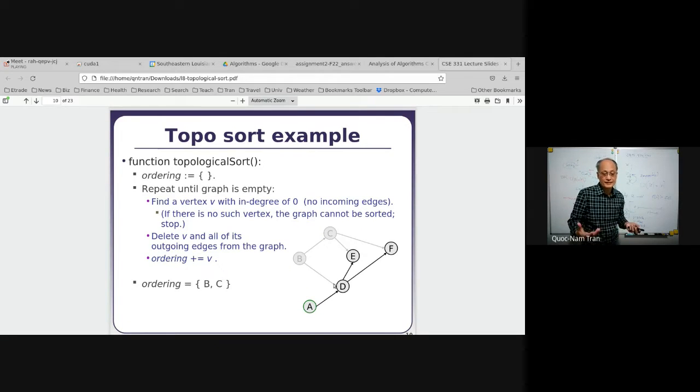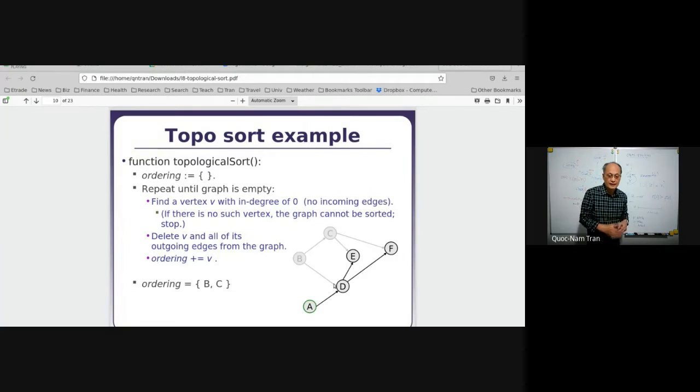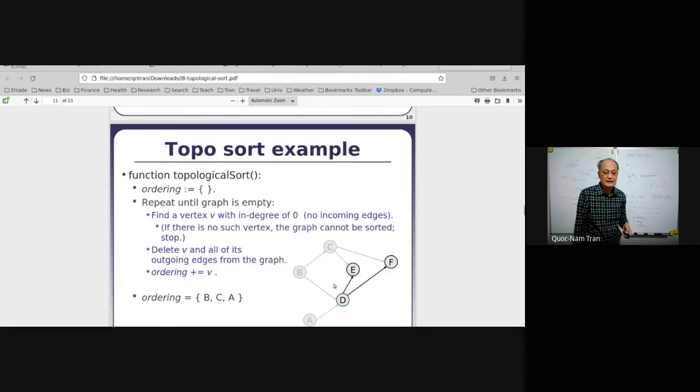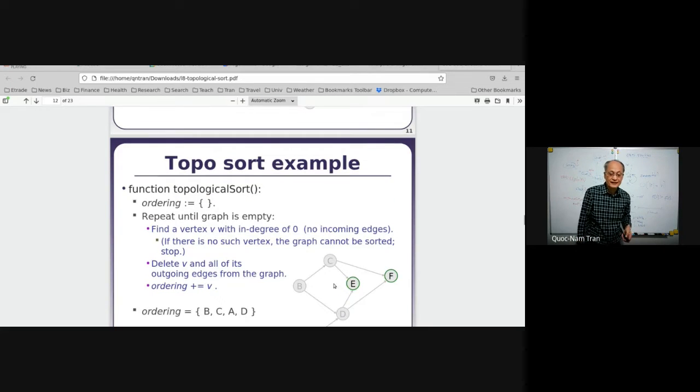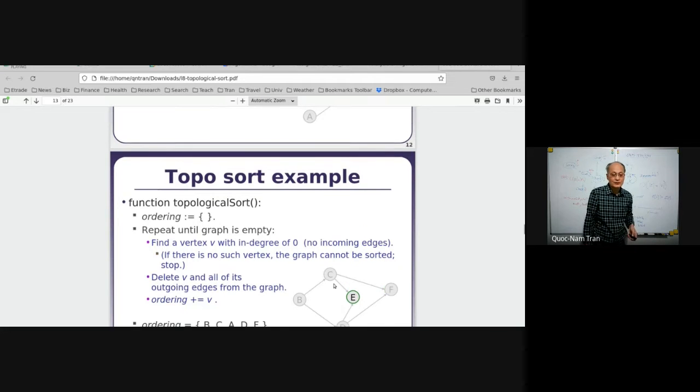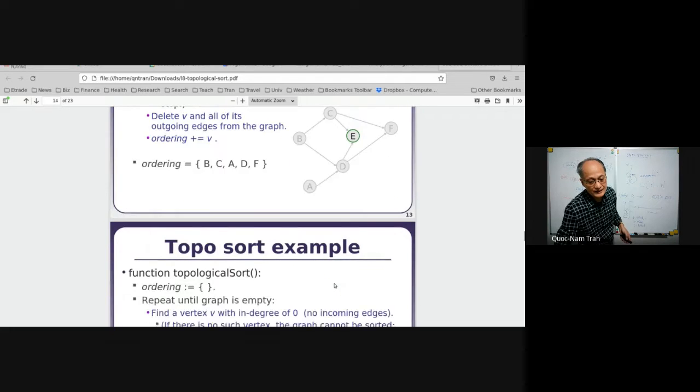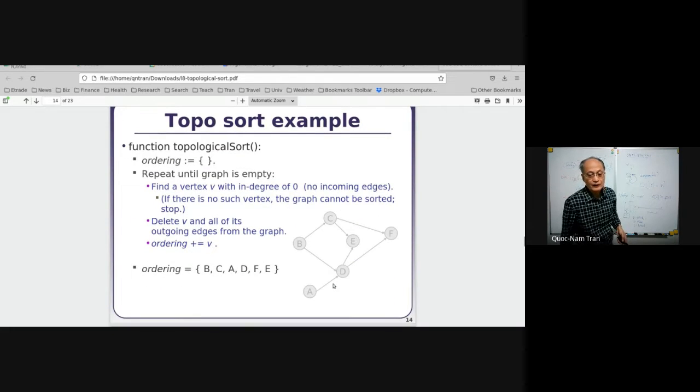For example, we add C, and after that we remove all of the outgoing edges from C, right? And then after that we can add A, right? After that we will add D, right? And then we can either have F or E, right? So we have F first and then E. So then it's the list that will follow all of the constraints, right?